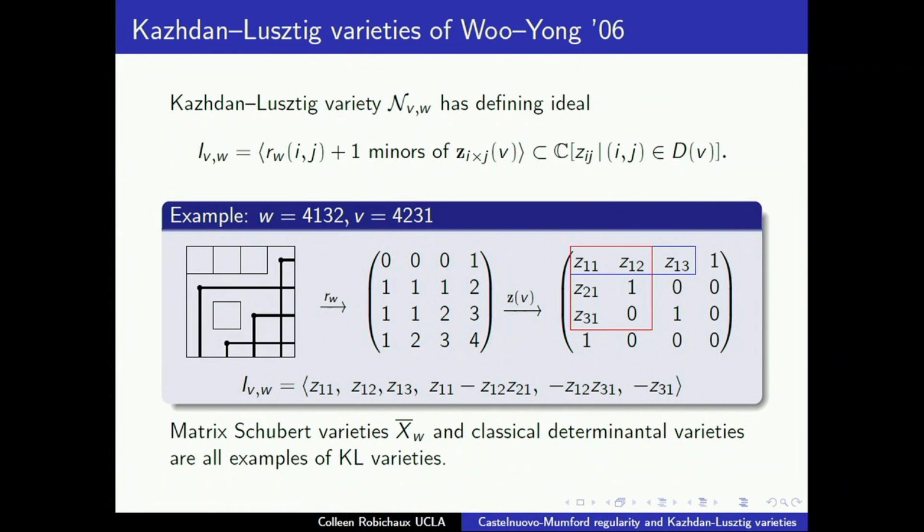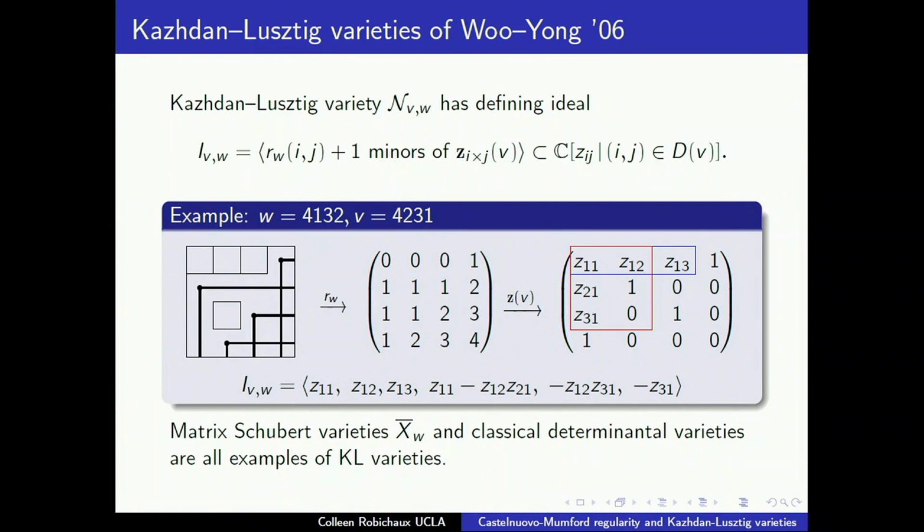And again, as was mentioned in Laura's talk, we have really clearly defined equations that are cutting out this variety, as given by Wu Yang. Although I think this is in their 2012 paper, not the 2006 one. And so I'm just going to go over this defining ideal again, just so we're all clear with the definition of these varieties.